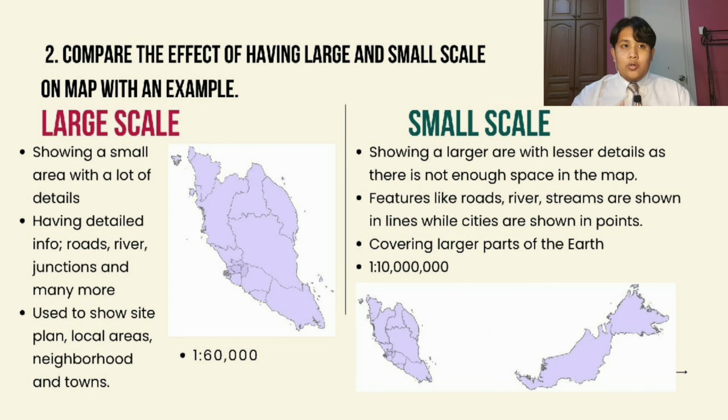Small scale maps show a larger area with fewer details as there is not enough space in the map. Features like roads, rivers, and streams are shown in lines, while places may be shown in points. So it covers the larger parts of the earth. The ratio that we are using for the Malaysian map on the small scale is 1 to 10 million. And yeah, that is all for Module 2. Thank you.